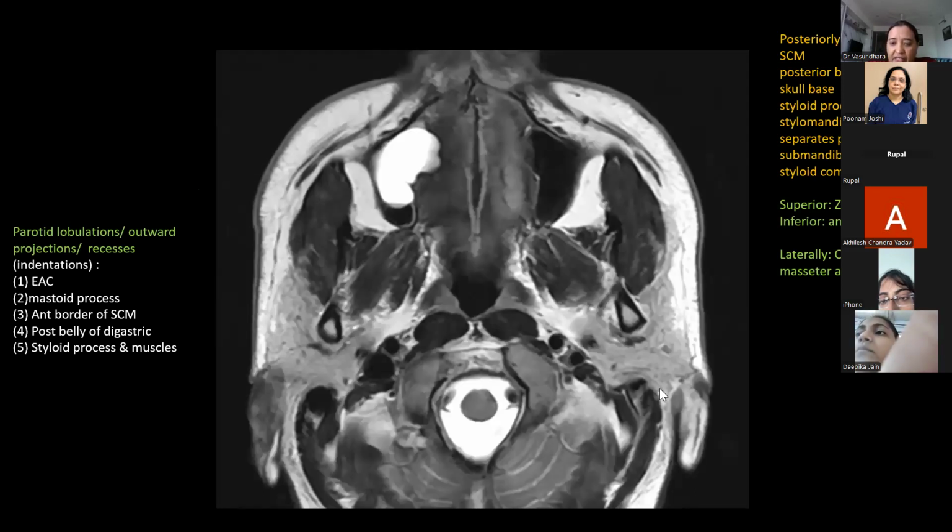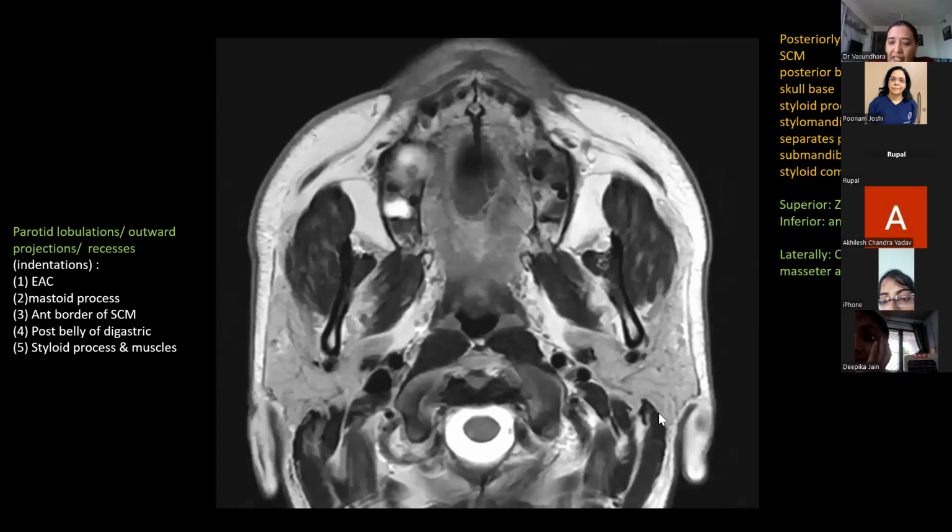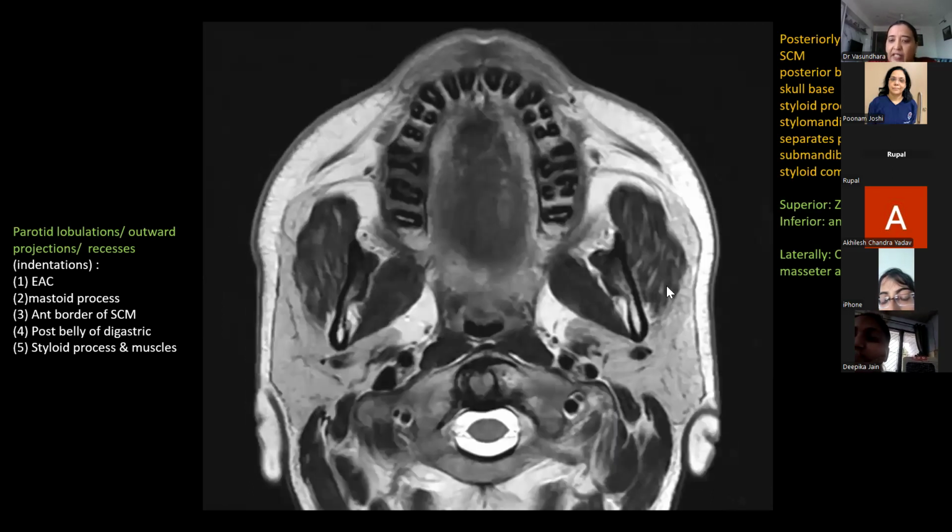Now the posterior relation, if we see, there are certain structures which indent the posterior part. One of them is this mastoid tip. There is the styloid process. The lower part, we will get the sternocleidomastoid muscle and the posterior belly of the digastric. Anteriorly, the superficial lobe lies on the ramus of mandible and the masseter muscle. Medially, the deep lobe projects inside through this stylomandibular tunnel.